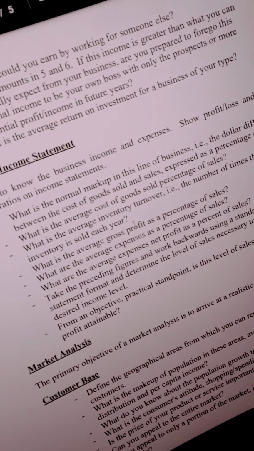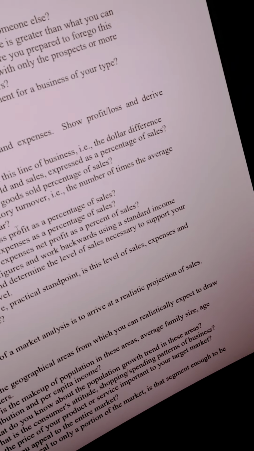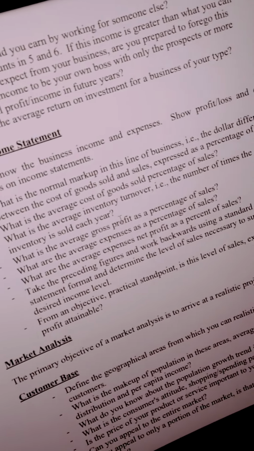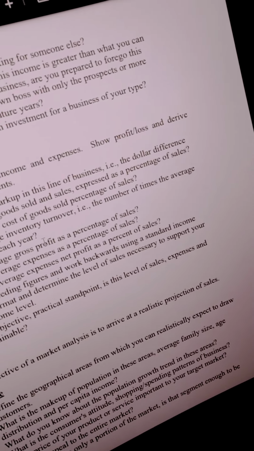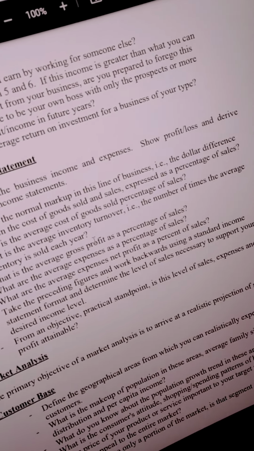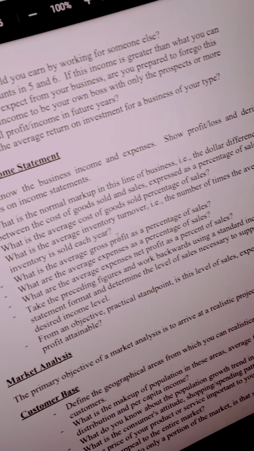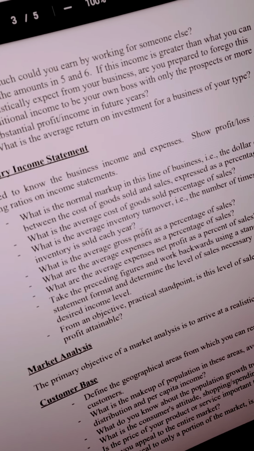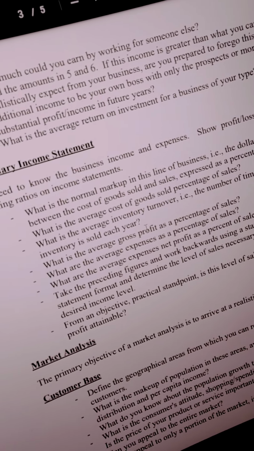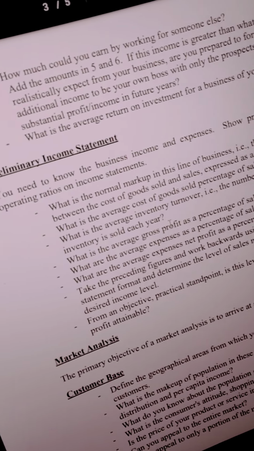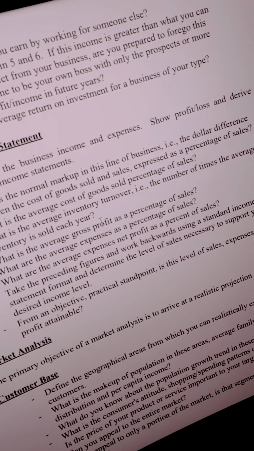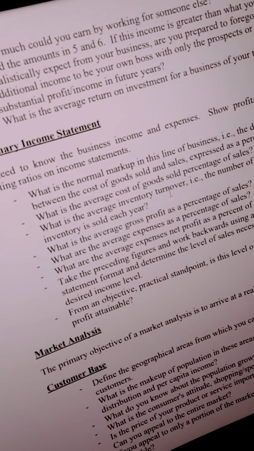Take the preceding figures and work backwards using a standard income statement format and determine the level of sales necessary to support your desired income level. It teaches me a lot, actually. From an objective, practical standpoint, is this level of sales, expenses, and profit attainable?